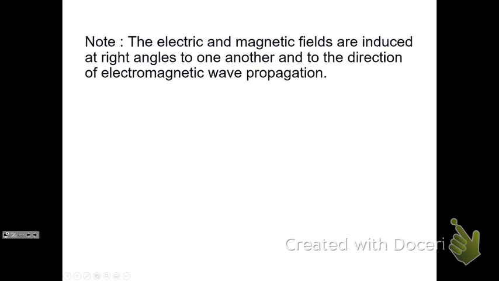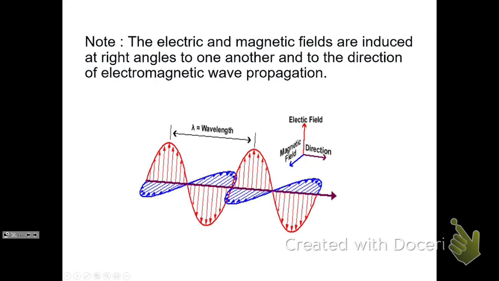And we've seen this a few times before, right? So electric and magnetic fields are at right angles to one another and to the direction of the wave propagation, right? So they're all at right angles, right? So as we move here, we have a right angle coming out of the board, and we have a right angle coming up, okay? So they're all perpendicular to one another.